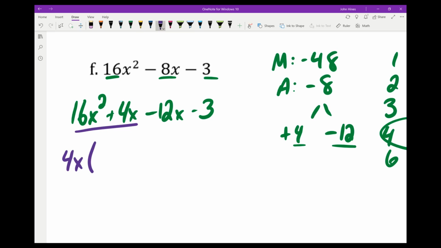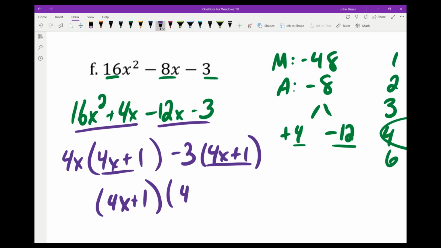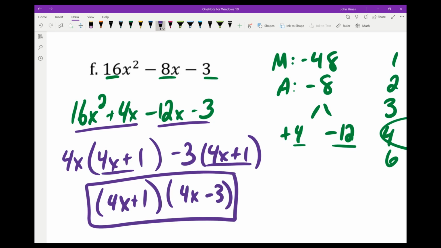You can take a 4x out from there, which leaves me with 4x plus 1, right? 4x is good. So I better have 4x plus 1 over here. It looks like I need a negative 3, yes. And then finally, 4x plus 1 is my new GCF, and I'm left with 4x minus 3 as the other factor. So that's how we factor trinomials.